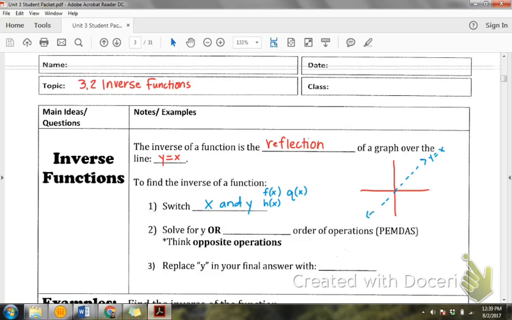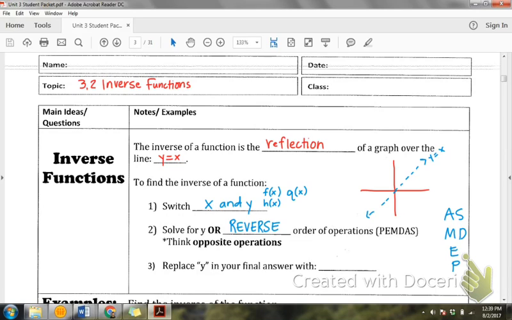Okay, so number 1, we're going to switch x and y in the problem. Then you will solve for y. Or some people like to think of it as reverse PEMDAS, reverse order of operations. So now you're going backwards with your order of operations. You're actually doing adding and subtracting first, then multiply, divide, then exponents, and then finally your parentheses. So we're going to go backwards in our PEMDAS, order of operations. Okay? Or you can just think of it, you're solving for y. It's going to be the same process.